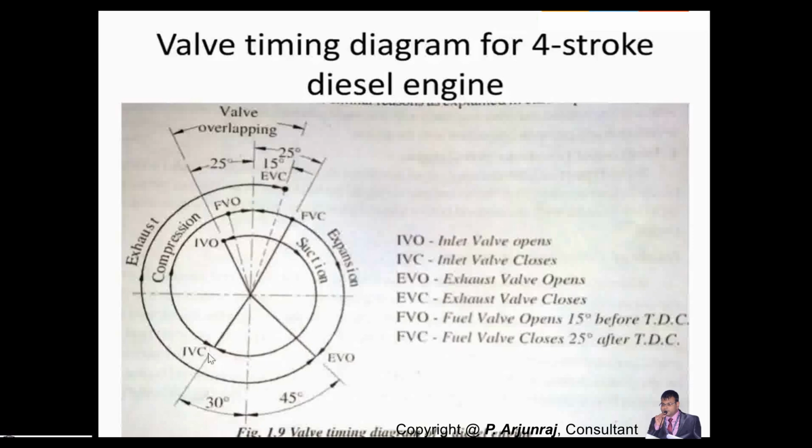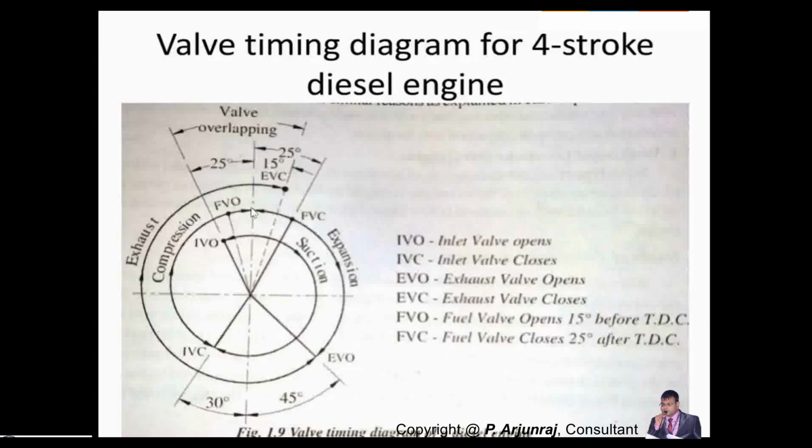In the case of diesel, only air comes in. Now you are going to compress the air. So the piston moves from BDC to TDC. And again, you see the compression stroke, the piston moves from BDC to TDC. Before it reaches the top dead center, you are going to open the fuel injection. So here the fuel injection is going to start. The fuel valve opens 15 degrees before top dead center.